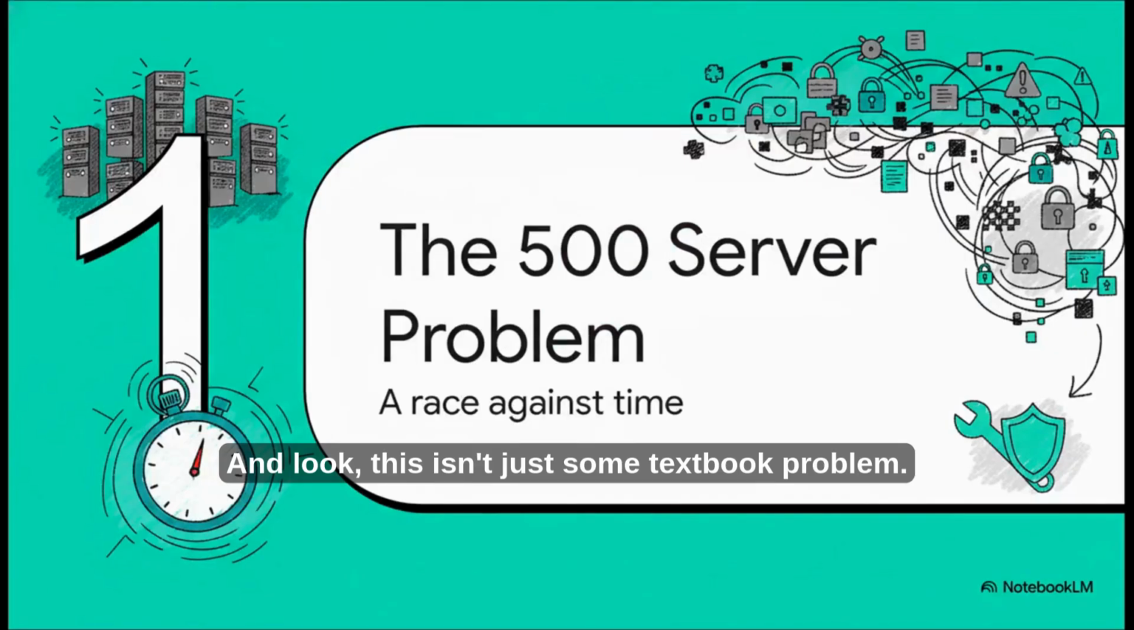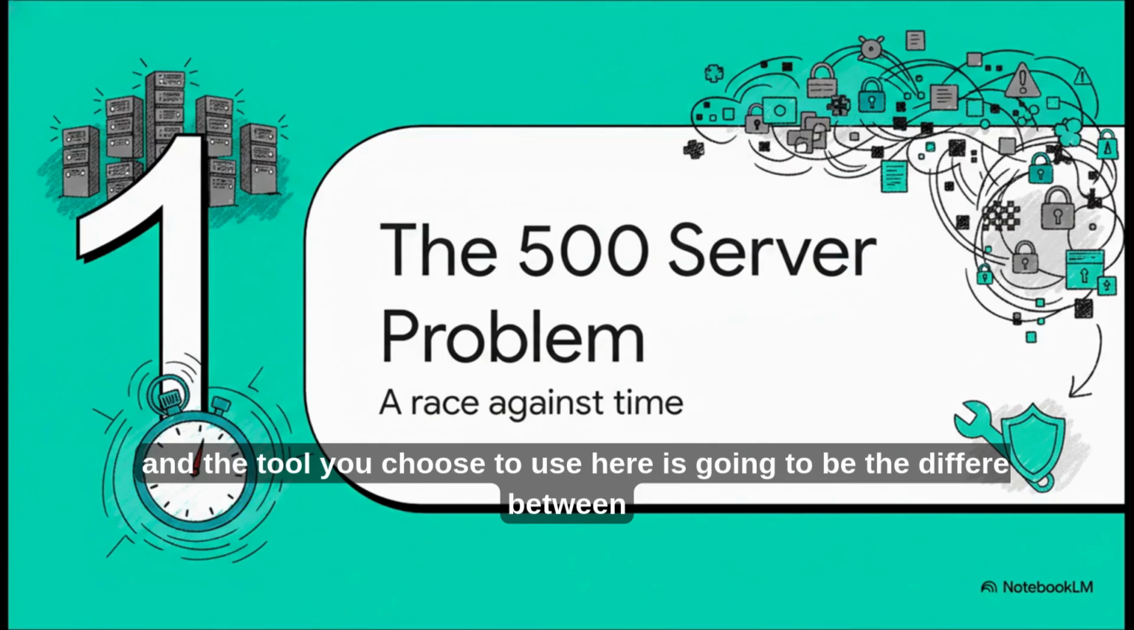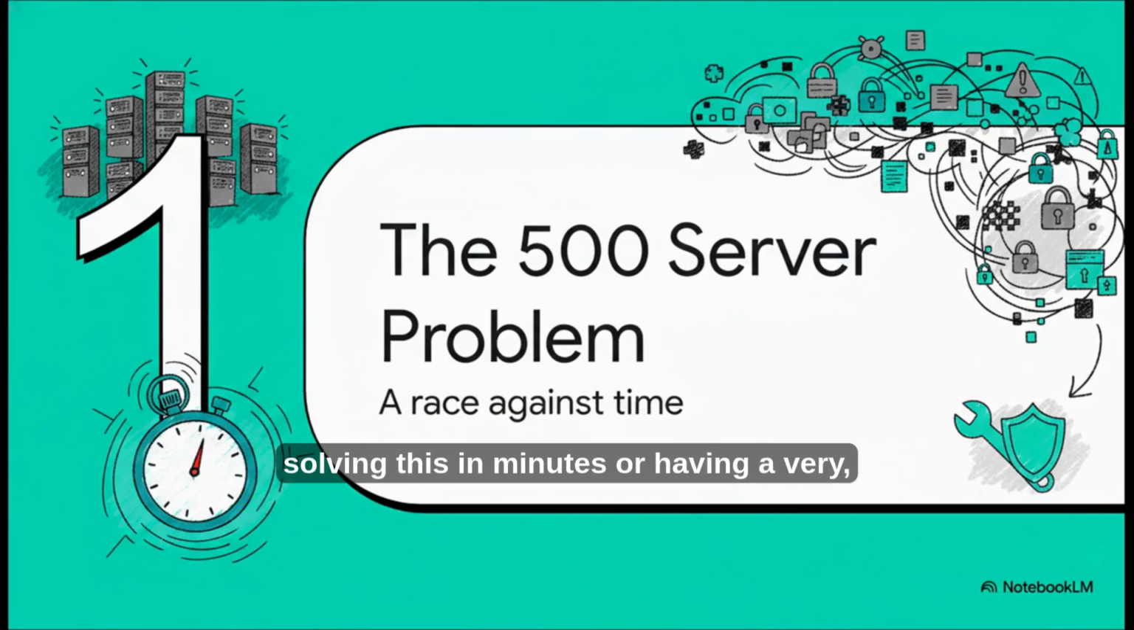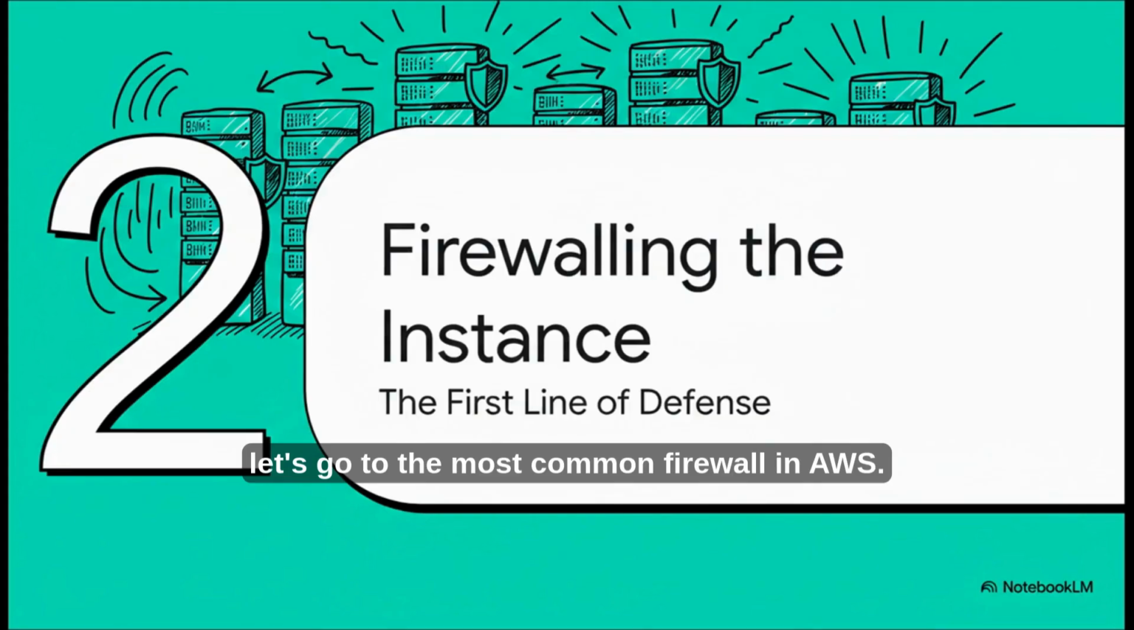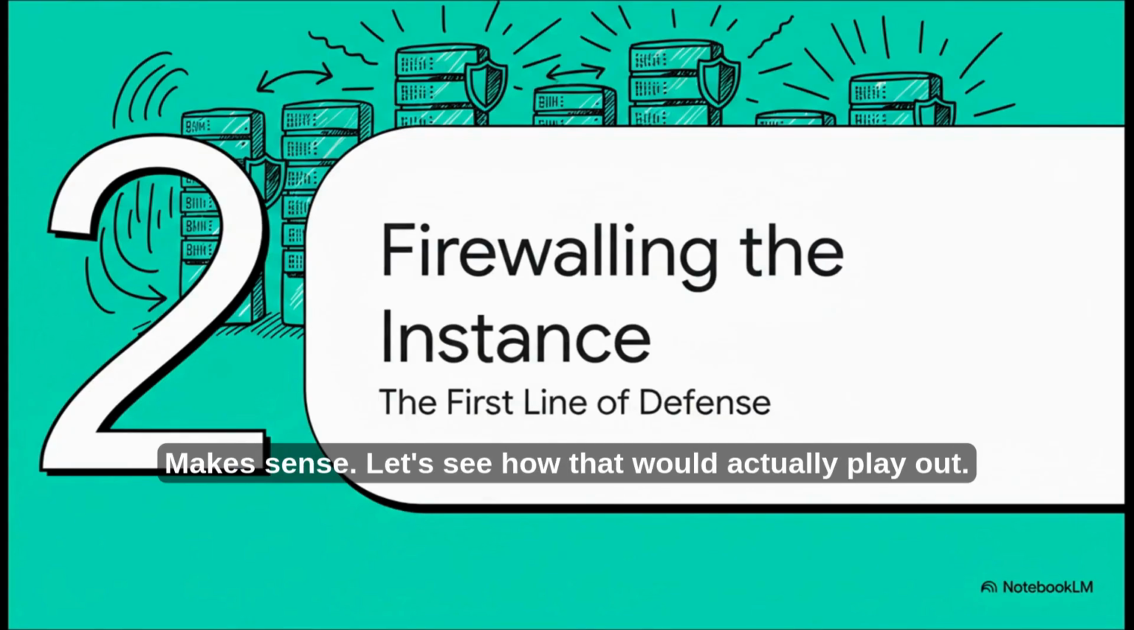And look, this isn't just some textbook problem. We're calling this the 500 server problem. It's a classic race against time scenario, and the tool you choose to use here is going to be the difference between solving this in minutes or having a very, very bad day. Now, your first instinct, right? You're probably thinking, let's go to the most common firewall in AWS, the one that sits right on each individual server. Makes sense. Let's see how that would actually play out.